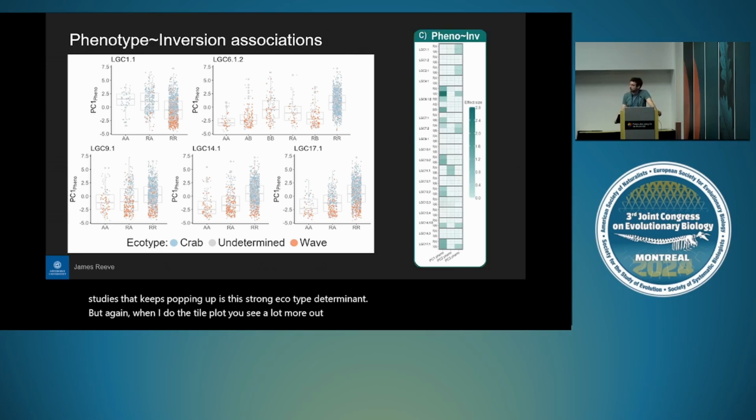If you just focus on each of the rows, most of them have an association with some phenotype, which indicates that it's not just ecotype determination. There's a lot of different effects going on in this whole landscape.